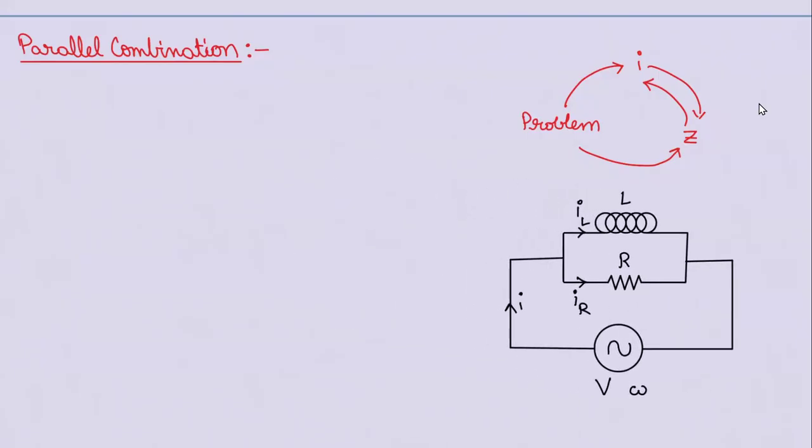Now, when you're adding currents, IL plus IR is equal to I. This is the mistake. No. In parallel combination, current will be added. In series combination, voltage will be added. Do you remember that?